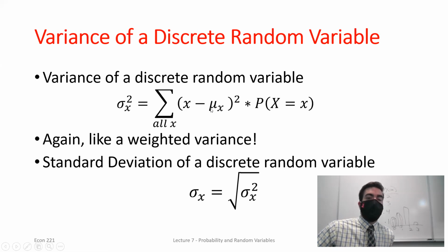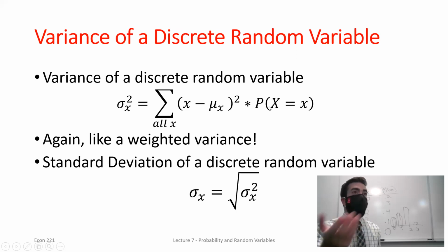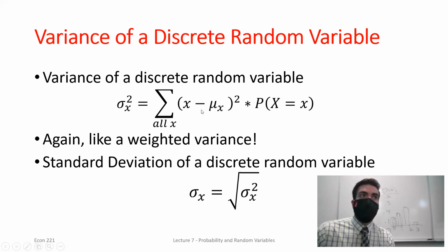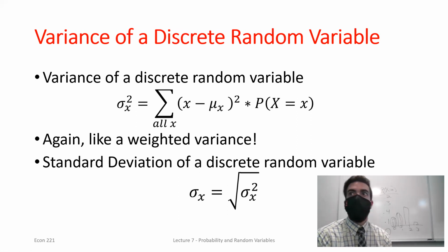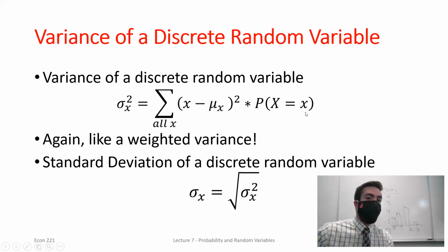So we'll take each outcome, subtract the mean, square it, and then just like before, instead of multiplying it by the weights, we'll now multiply it by the probability that that outcome occurred. Okay? So we'll do that for every single possible outcome x. We'll add them all up. Once again, we don't have a denominator, because the denominator would just be the sum of the probabilities, but the sum of the probabilities should just be 1. Right? So once again, it's like the weighted variance, but a little bit easier.